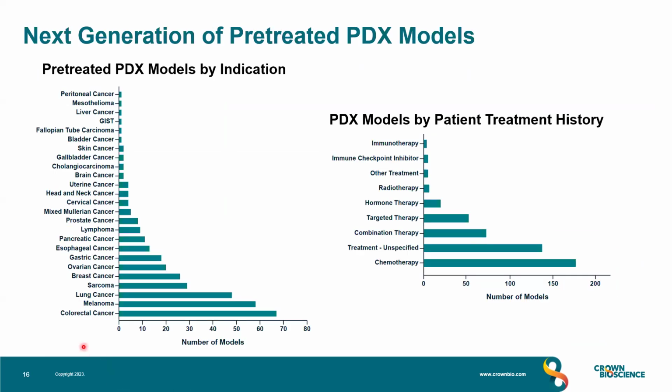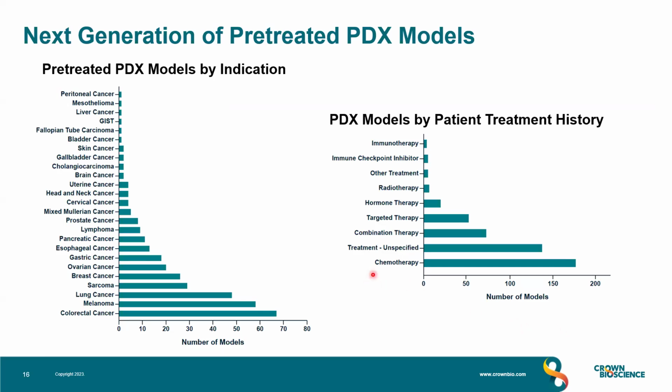So the diagram here on the left shows the spread according to the cancer type, and bearing in mind this is an ongoing collection, so the number of models will continue to grow. So we have just recently added some AML PDX models from patients with prior treatment, and these models are either sub-Q or systemic models.